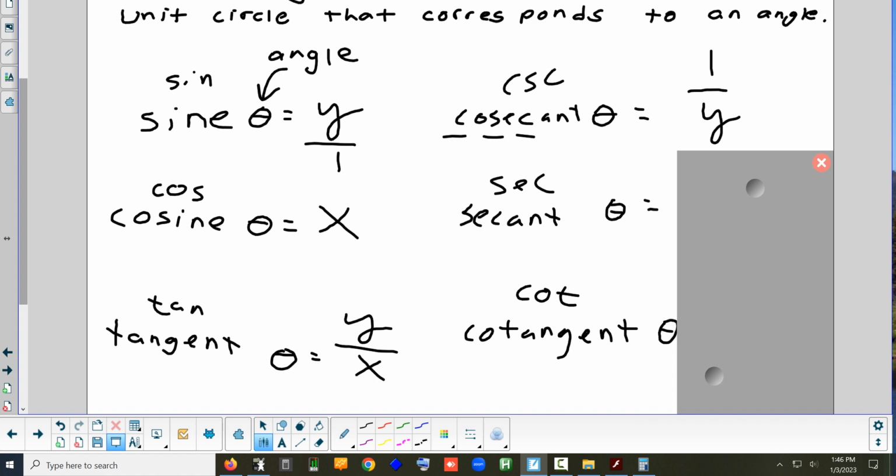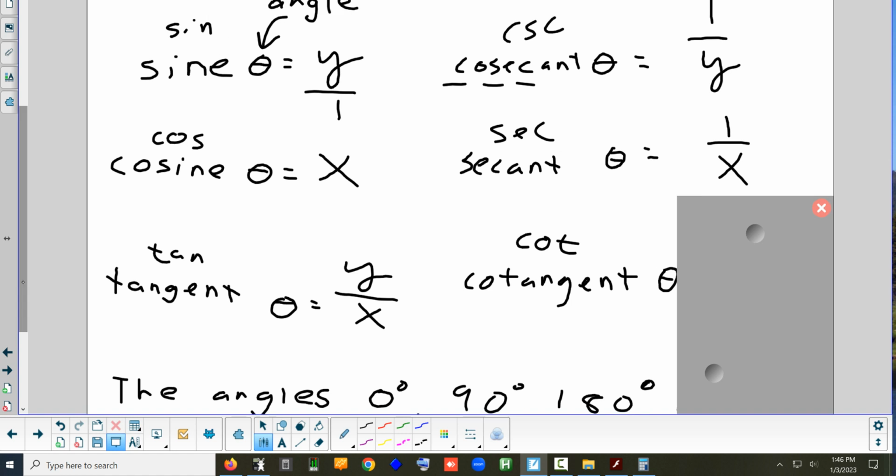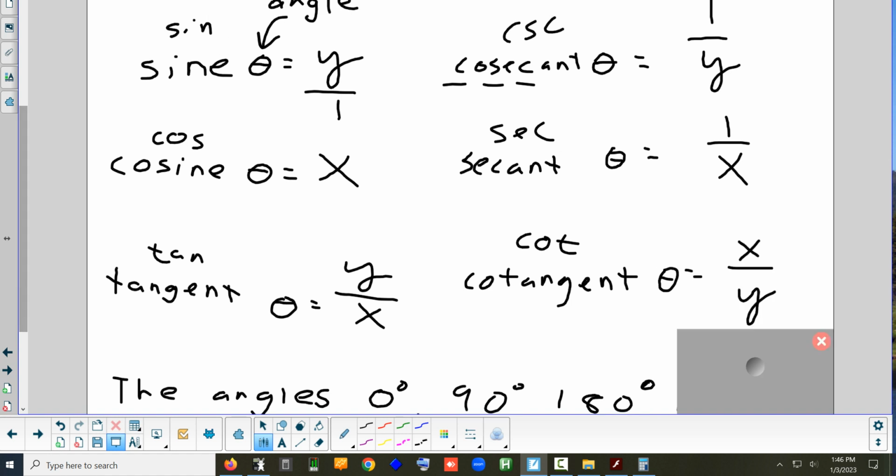Same idea for secant. Anyone think they know what the secant is? Is it 1 over x? It's 1 over x. That's why I put them across from each other the way I did. So if you want to know the secant of an angle, you take the x value and you flip it. And how about cotangent? That's going to be x over y. Yep.